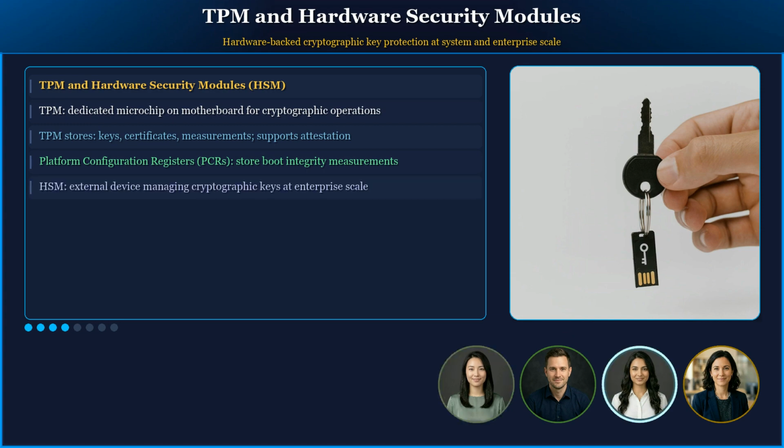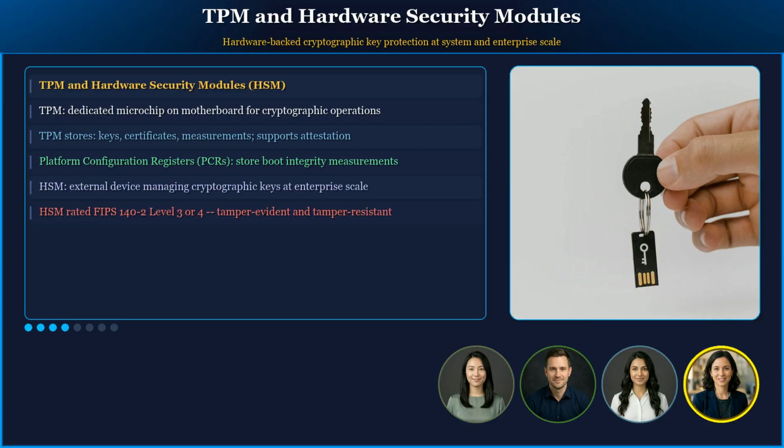HSMs are rated under FIPS 140-2. Level 3 is the minimum for secure key management, physically tamper-evident, with automatic key zeroization if tampering is detected. Level 4 adds environmental protection against voltage and temperature attacks.